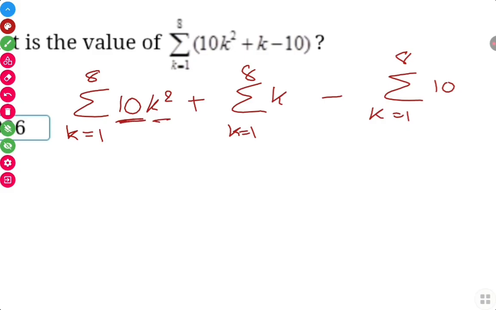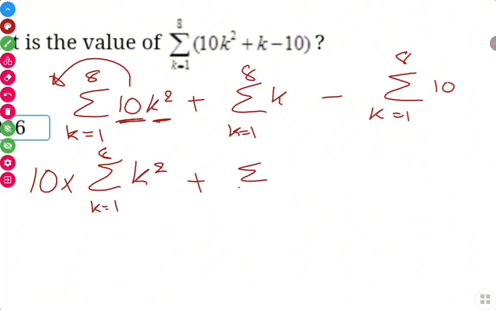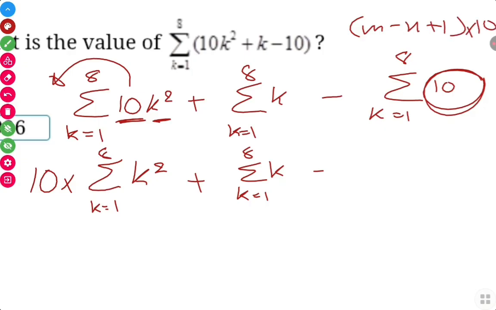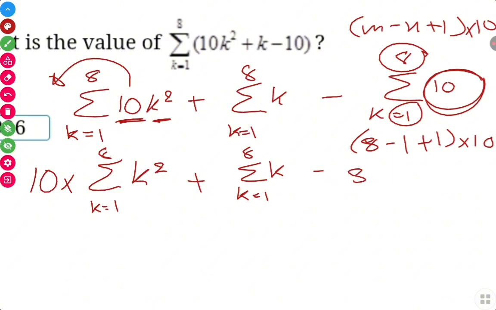So when you have a number multiplied by a variable, you bring the number outside of the sigma. So 10 times sigma of k squared plus sigma of k minus, when you have a constant, you do m minus n plus 1 times the constant, which is 10 in this case. M is the number up, so 8, minus n, which is the number down, 1, plus 1 times 10, which is 8 minus 1 plus 1 times 10 is 80.